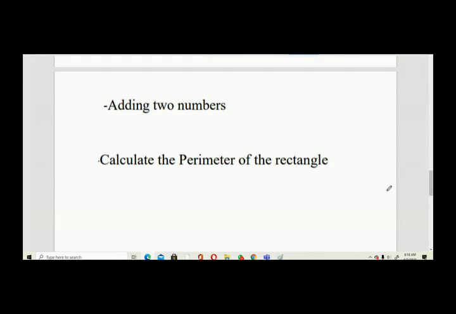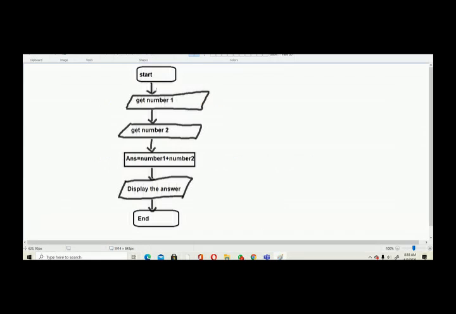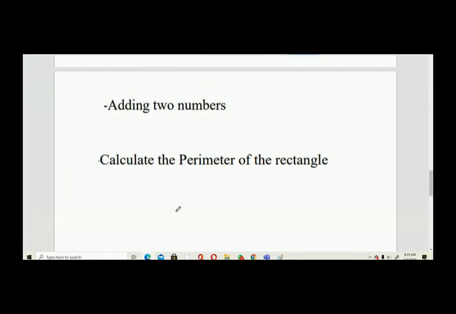Adding 2 numbers, we have drawn that now. Didn't you draw it along with me? Madam, you have to draw this. Then after that we are going to the next question. Calculate the perimeter of the rectangle. Perimeter means පරිමිතිය.